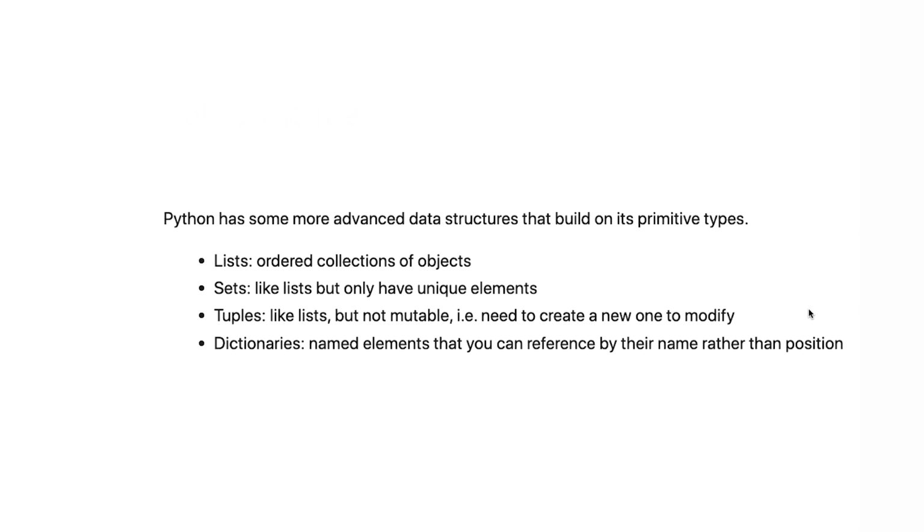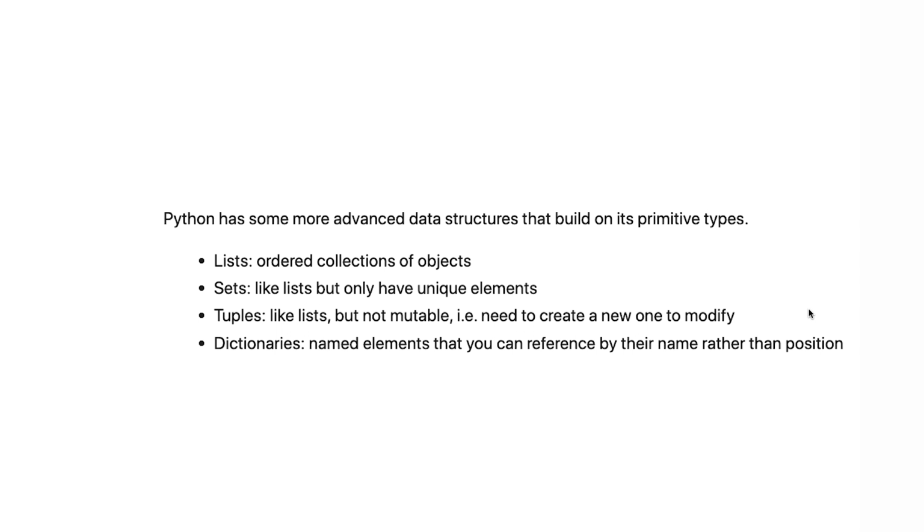Okay, let's talk about some advanced data structures. Python has some more advanced data structures that are built on its primitive types. The main ones are lists, which are just ordered collections of nearly anything, including other lists. Sets, which are like lists but only have unique elements. And tuples, which are also like lists, but they are not mutable, which means you cannot modify them. So with a list, you can change the first element to something else. Once you create a tuple, that's it, that's the tuple.